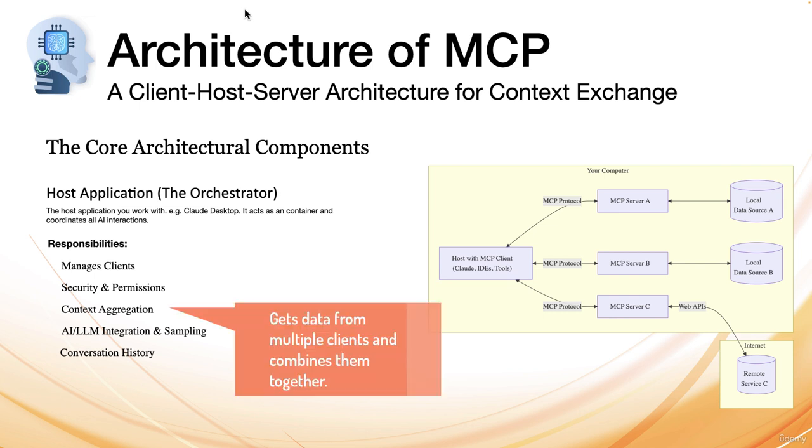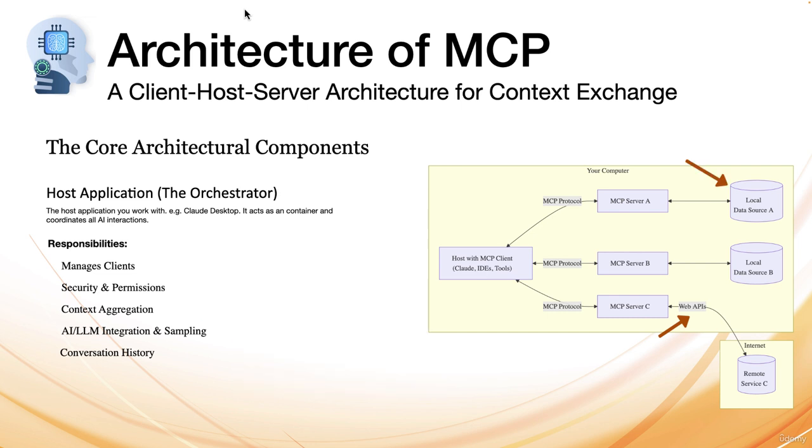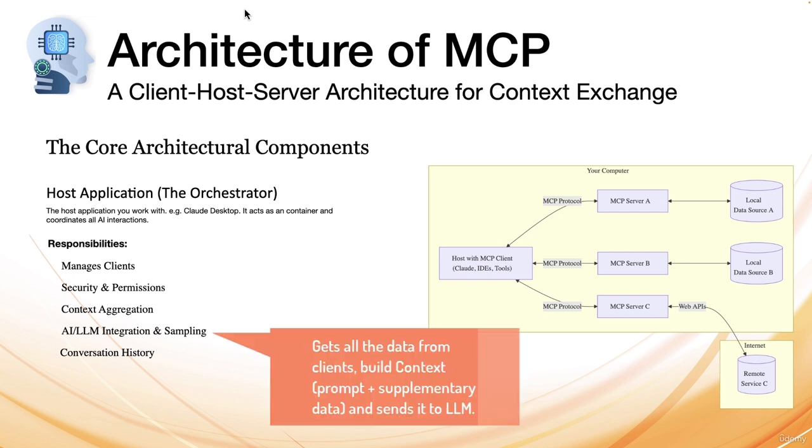Context aggregation: manages context or information aggregation across different clients to ensure that the main application has a unified view. For example, if you have one client that makes an API call to an external system and you have another client that loads the data from a database, a host application can combine those pieces of information together to provide a unified view. AI LLM integration: coordinates the core AI LLM operations and overall workflow.